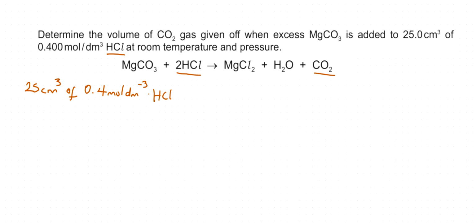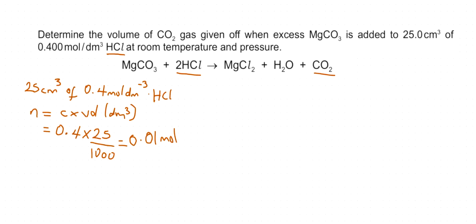Remember that number of mole is equal to what? Concentration multiplied by volume, but the volume has to be in decimeter cube. So we go on to calculate that. The concentration that we're given is 0.4, and the volume is 25 centimeter cube. Converting that to decimeter cube means that we divide by 1000, and that will give us this answer here.